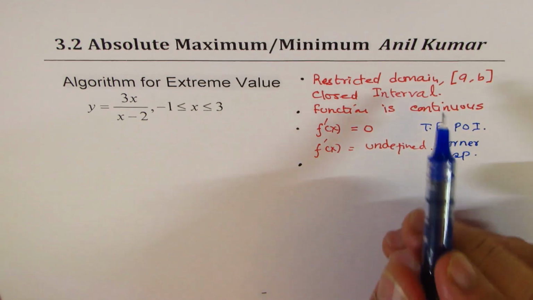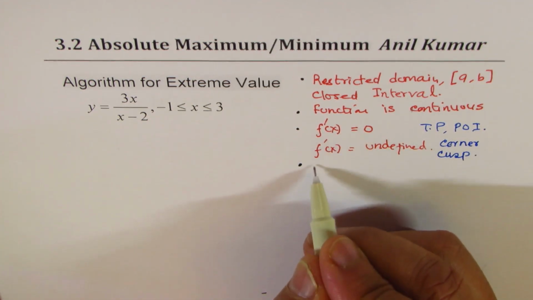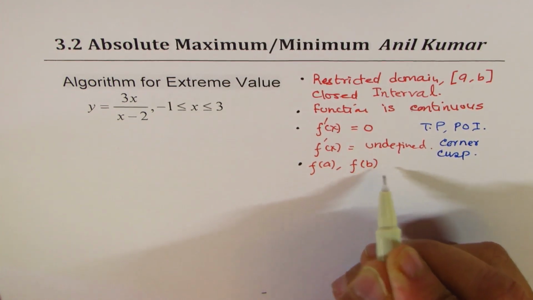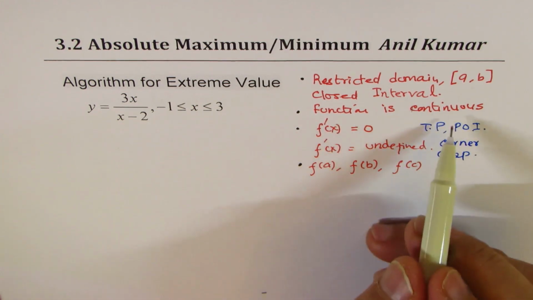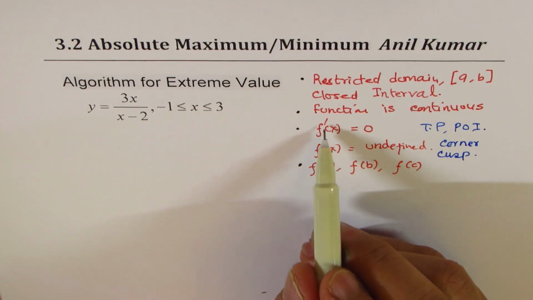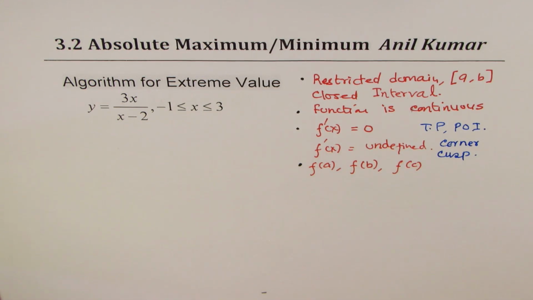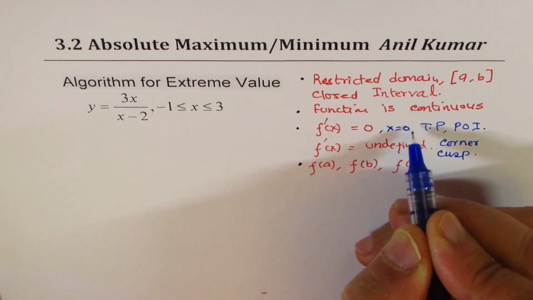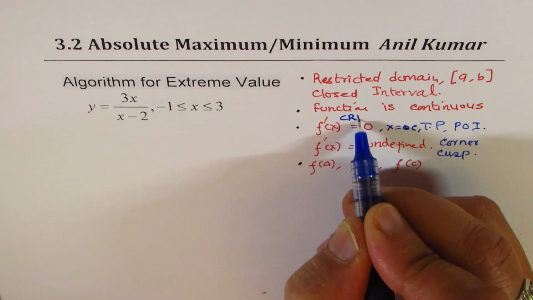Then if the endpoints are A and B, you just check the values for f of A, right? F of A, then the value at B, and the value at all the critical points. So the function is continuous, and when we say the derivative is 0 or undefined, we call them the critical points. Those points are at x equals c. There could be many points, so we call them critical points.